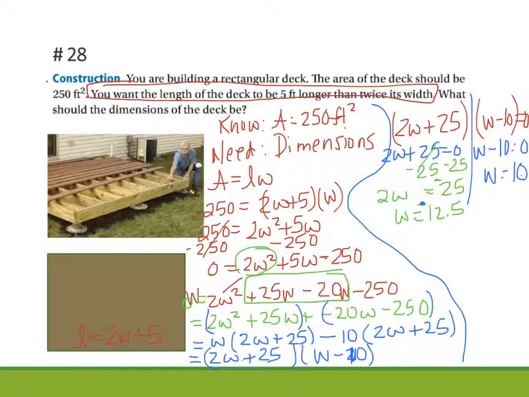Now, if I use negative 12.5 for my rectangle, that means the width would be a negative 12.5. Well, I can't have a negative width, so this one is ruled out. But what about the 10? If I use the 10, that means the width would be 10, and the length would be 2 times 10 plus 5. Well, 2 times 10 is 20, 20 plus 5 is 25. So that means the dimensions of my deck would be 10 by 25.